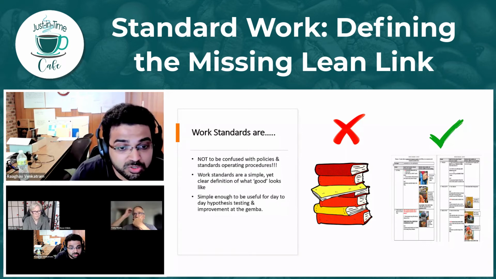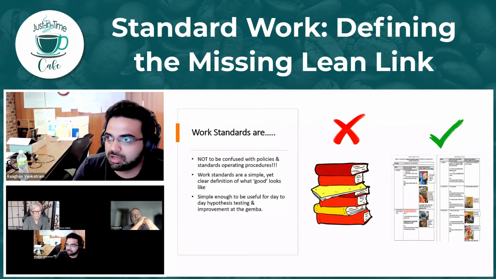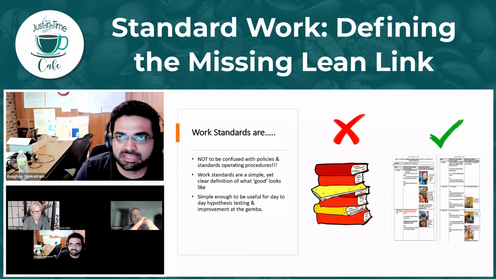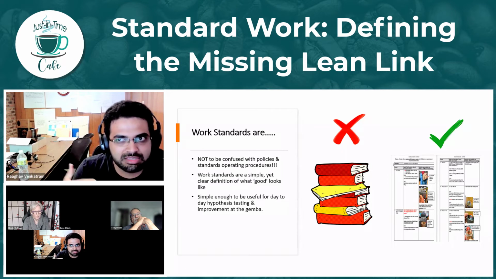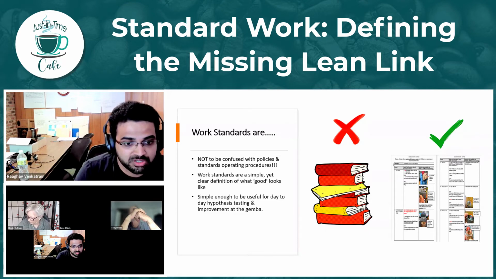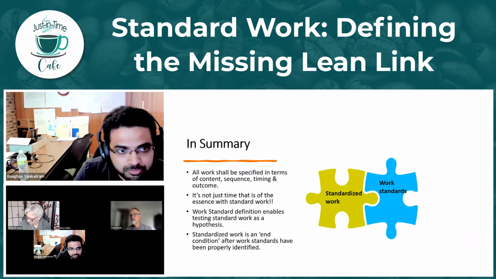That's what we often do with simple things. We take them for granted. We think we already know them. But I'm often surprised at the number of times that our threshold of knowledge is with a very simple and easily understandable process such as standard work itself, right? So the work standards we're talking about here are not to be confused with standard operating procedures. They should be simple and yet a clear definition of what good looks like, and should be simple enough to be useful for day-to-day operations, hypothesis testing, and improvement at the Gemba.